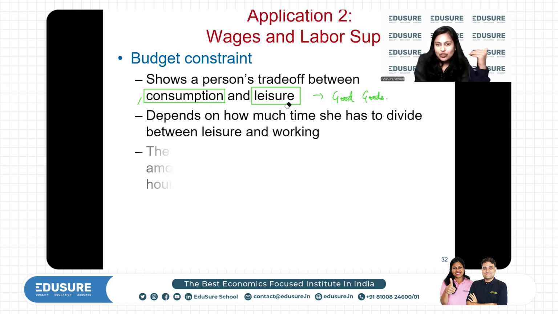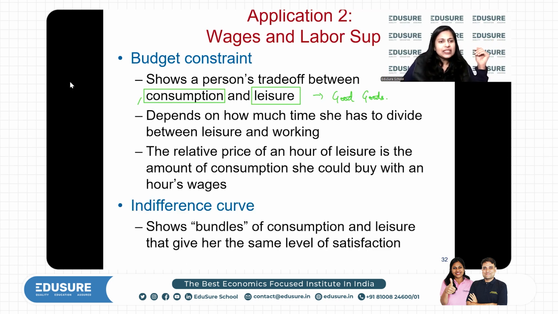So there are two goods that you like, but you can't have more of both of them all the time unless your wage rate rises. So we are just going to discuss that. How does a consumer decide how much to consume, how much to relax, and how much to work? The consumer decides how to spend their time between leisure and working. The relative price of leisure is the amount of consumption she would buy with an hour's wages.